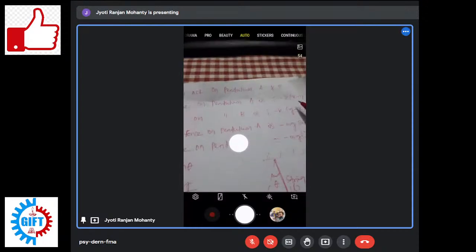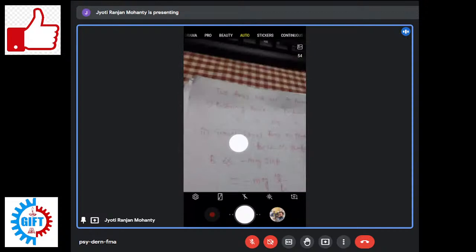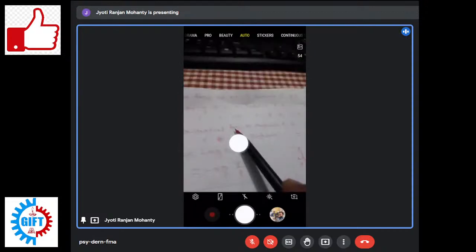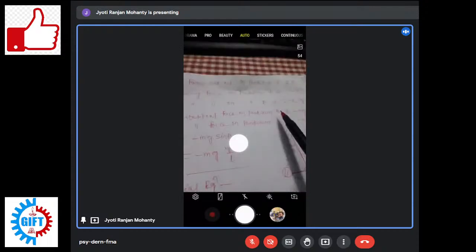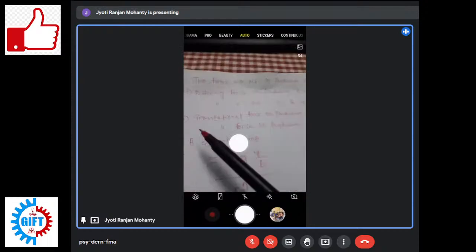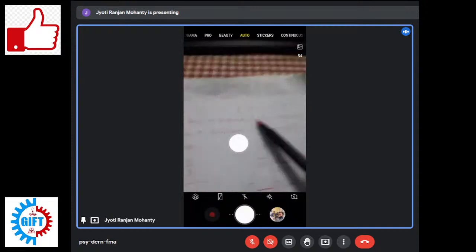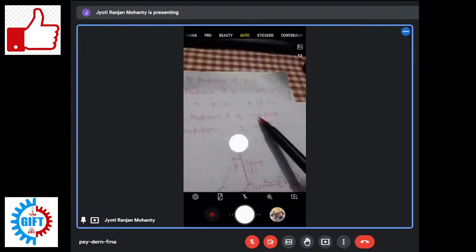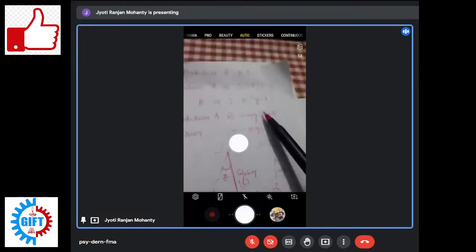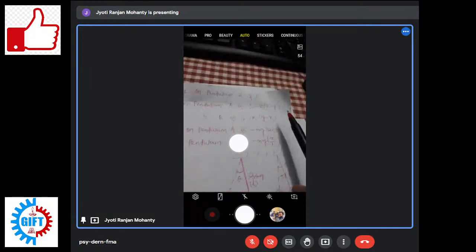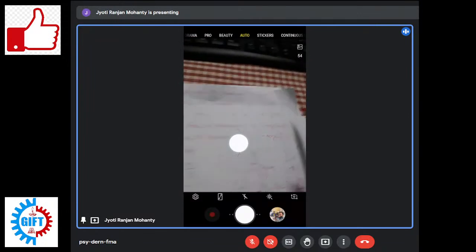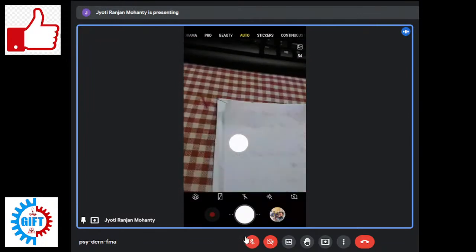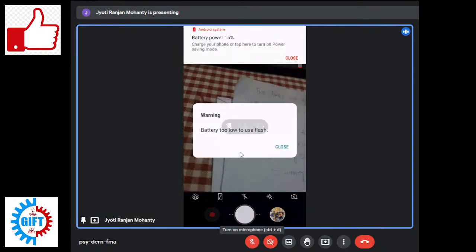Number two, gravitational force. One will be restoring force and another one will be gravitational force. Gravitational force on pendulum A is minus mg sin theta. Who can say why it is minus mg sin theta? Anybody who can explain this?